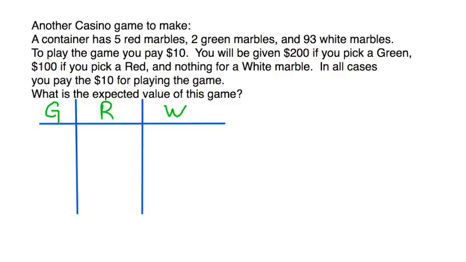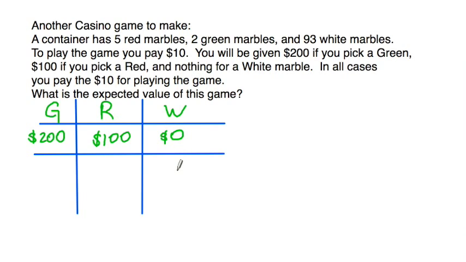Alright, draw another line in here. Now if you pull out a green marble out of this bag, you will win $200. So I'll just put, this is what happens if you get a green. If you pull out a red, you win $100. If you pull out a white, you lose nothing. But you do because you have to pay $10 anyways.